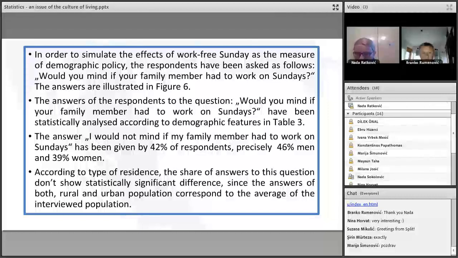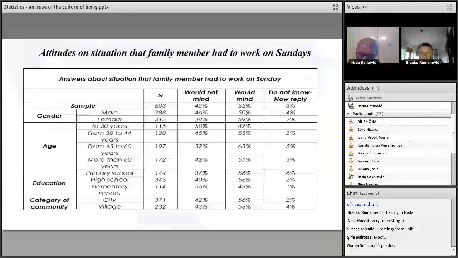Would you mind if your family member had to work on Sundays? Have been statistically analyzed with two demographic filters. Here we see it in table 3. I would not mind if my family member had to work on Sunday: 42% of respondents, 46% of men and 39% of women. According to type of residence, the answers to this question don't show a statistically significant difference, since the answers of both rural and urban population corresponded to the average of the interviewed population.